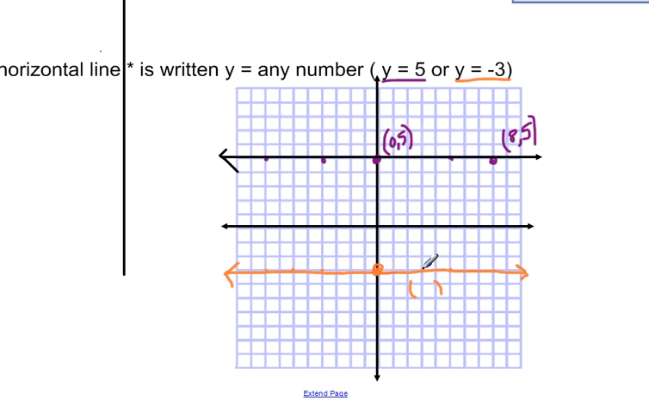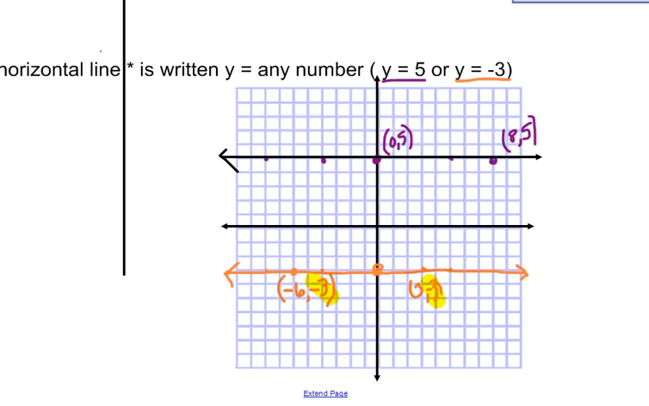This point right here is 1, 2, 3, -3. This point over here is 1, 2, 3, 4, 5, 6. It is -6. I went 6 to the left, and then down 3. Every point on this line has a y value of negative 3.